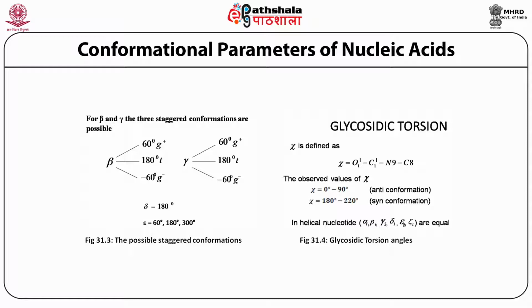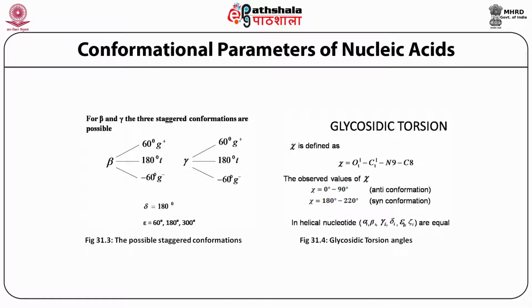Staggering means three angles for a torsion angle: 60 degrees called G plus conformation, 180 degrees T conformation, minus 60 degrees G minus conformation. Delta equals 180 degrees and epsilon equals 60 degrees or 180 degrees or 300 degrees. Gamma also has the three types: G plus, T, G minus.